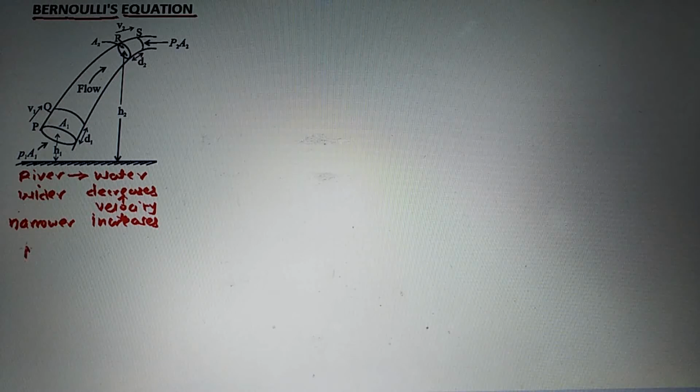So the scientist named Bernoulli observed that when the fluid flows from the narrow region, then its velocity increases. But at the same time, the internal pressure of that fluid in that narrow region decreases. So this phenomenon is called Bernoulli's principle.